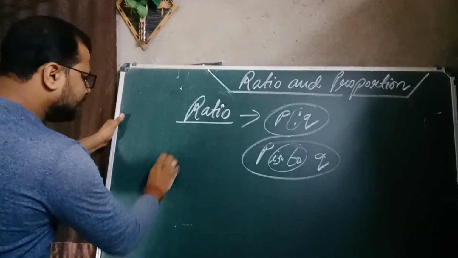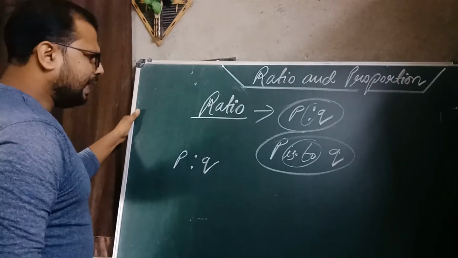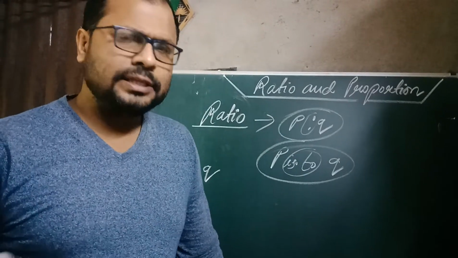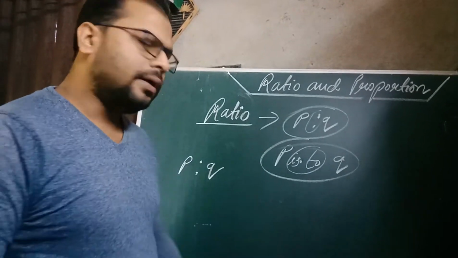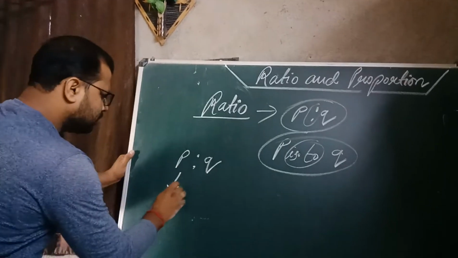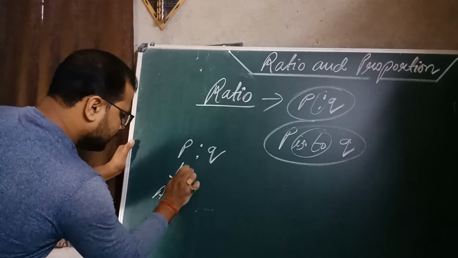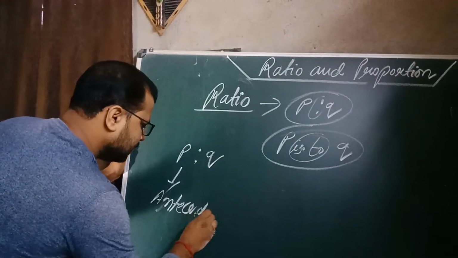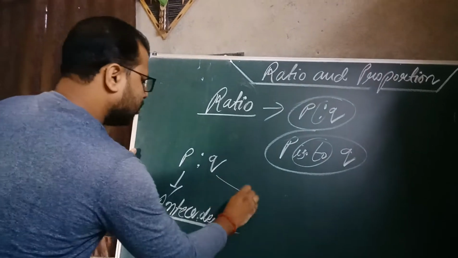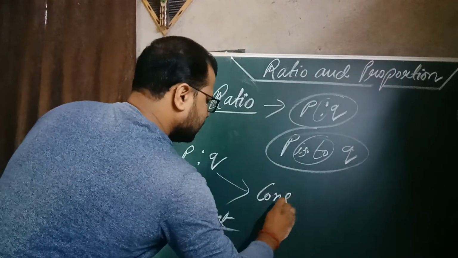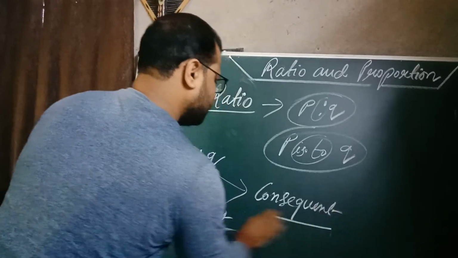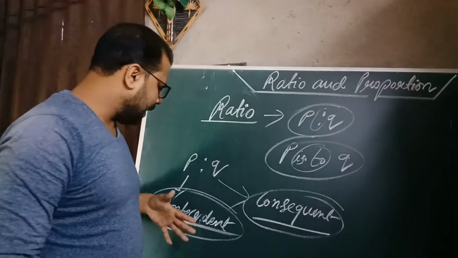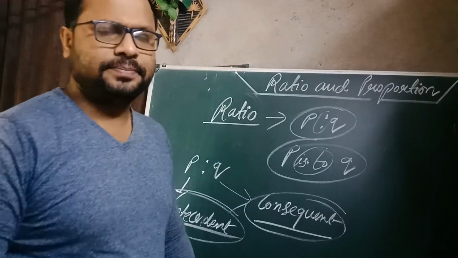Now, if we represent ratio P is to Q, like in the fraction we call the upper part numerator and the lower part denominator. In the ratio, what do we call? This is called antecedent, and this is called consequent. These are the parts of the ratio. The first part is called antecedent and this is called consequent. No problem.